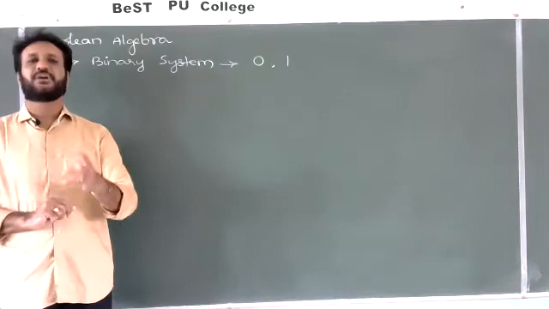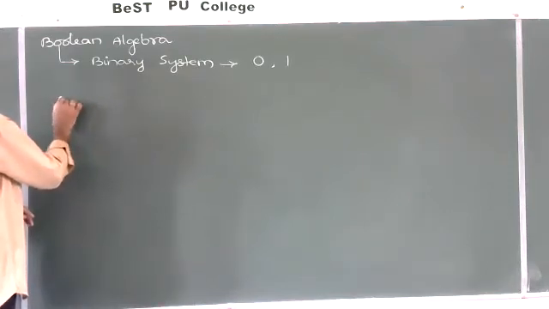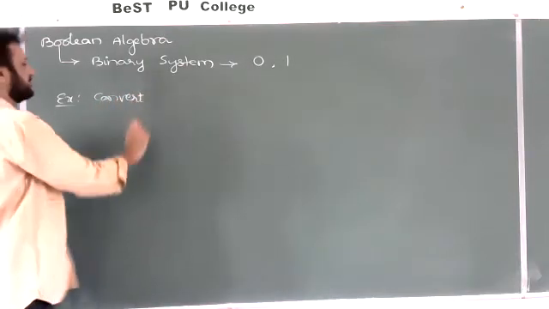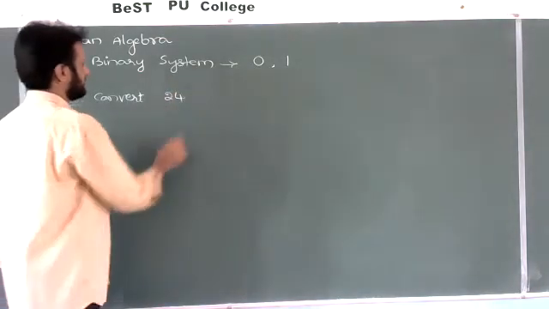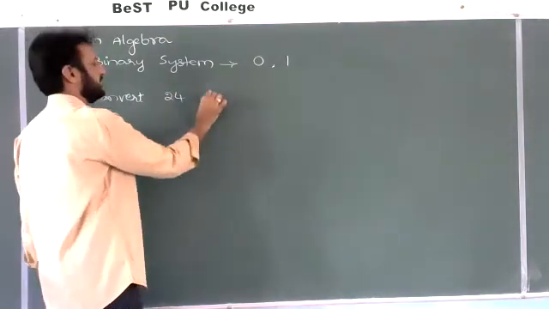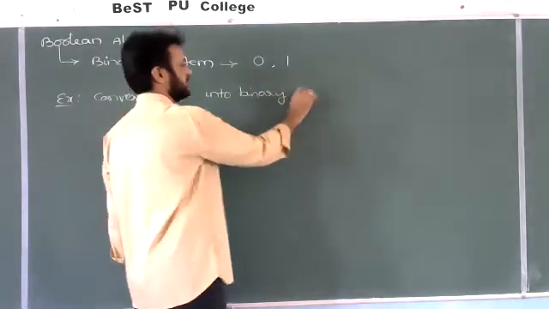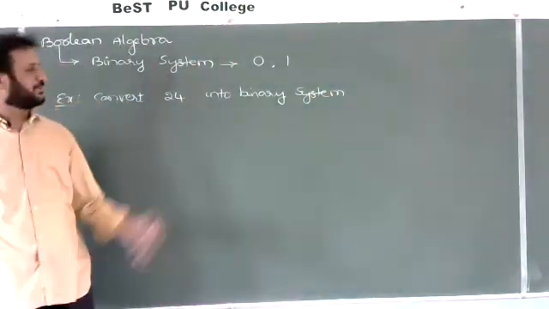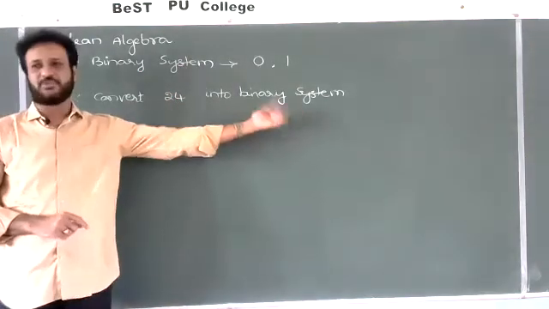So which method do we have to follow? In the decimal system, 10 numbers are there. I'll take one number and convert it. Take any one number of your choice. For example, I'll take 24. Convert 24 into binary system. The number 24 is in decimal system, but I want to convert it into binary system. How to convert? What is the method?